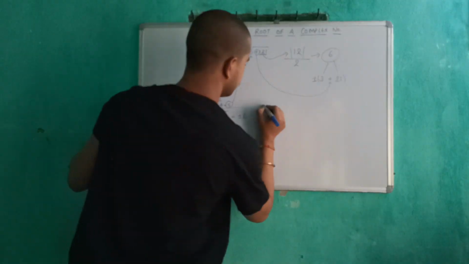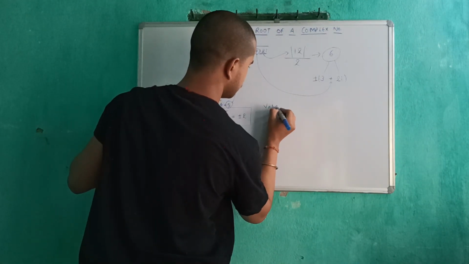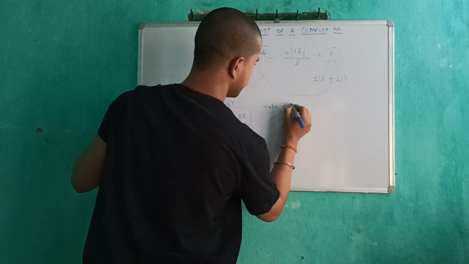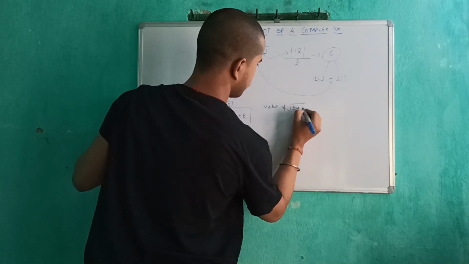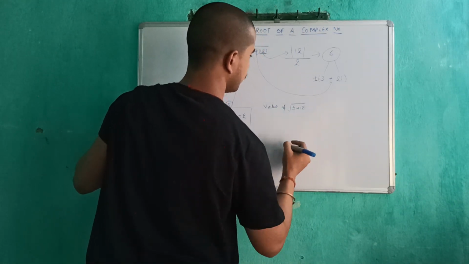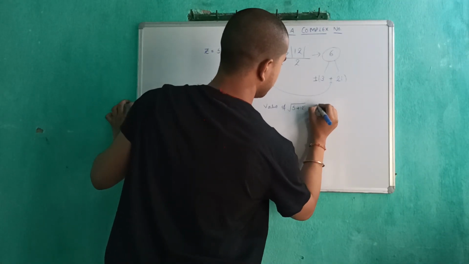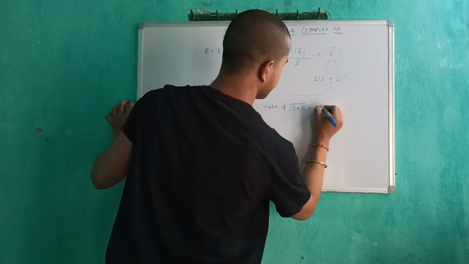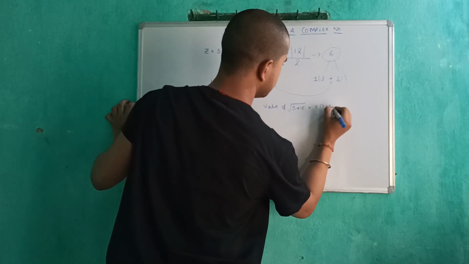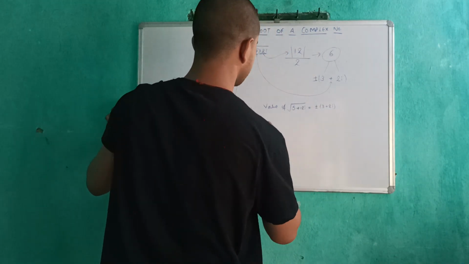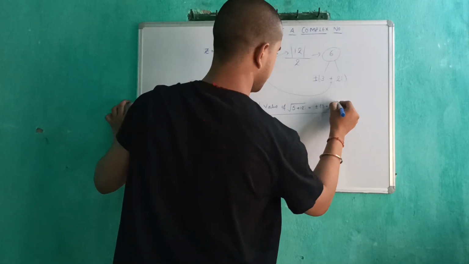So the value of under root 5 plus 12i will be nothing but plus or minus 3 plus 2i. I think you have observed it in a better manner.